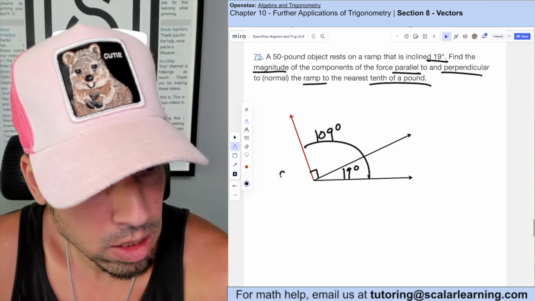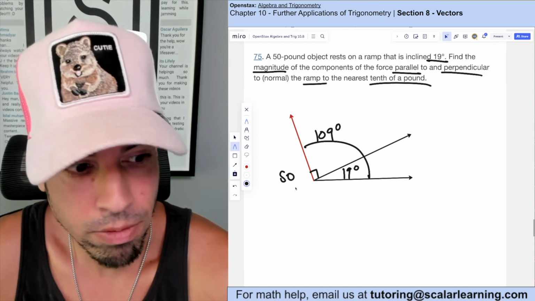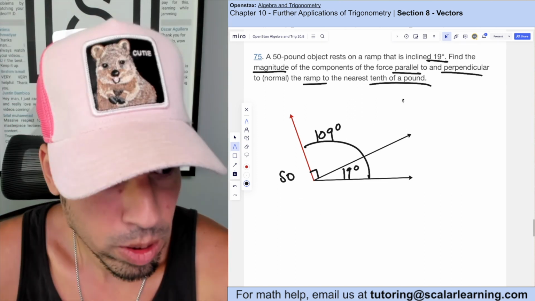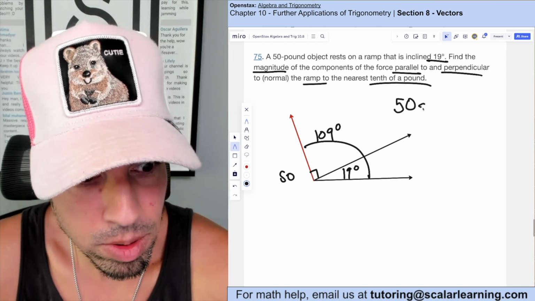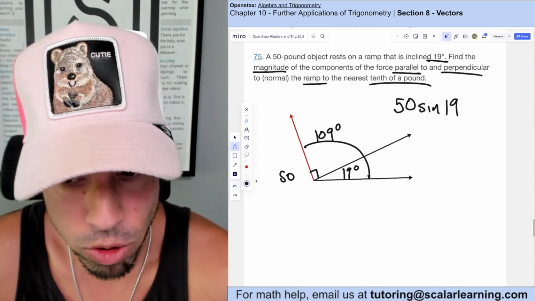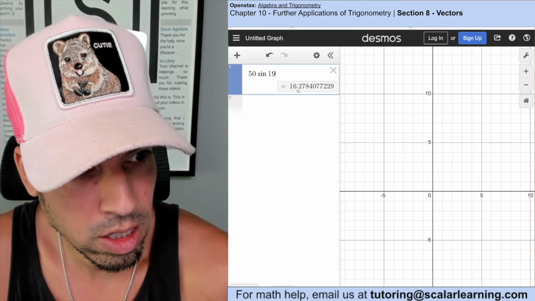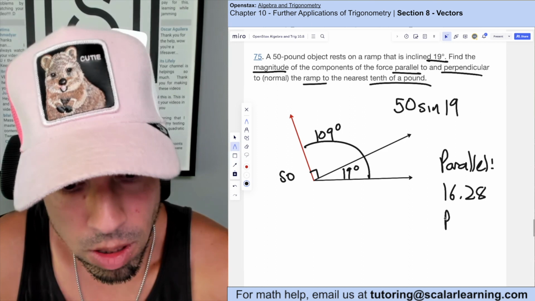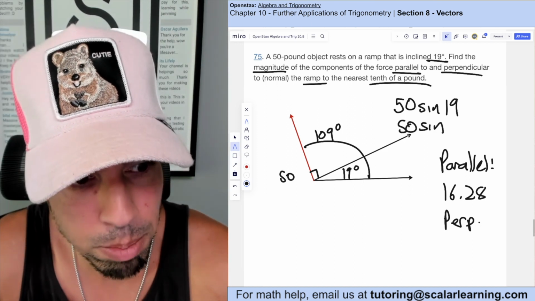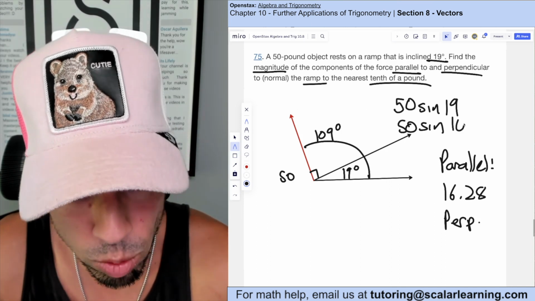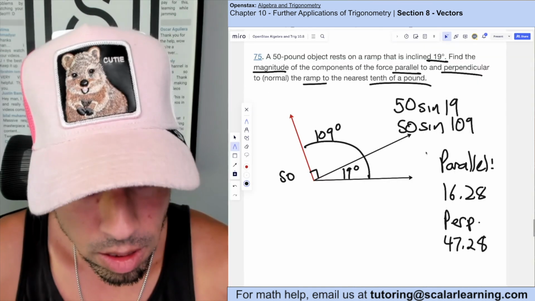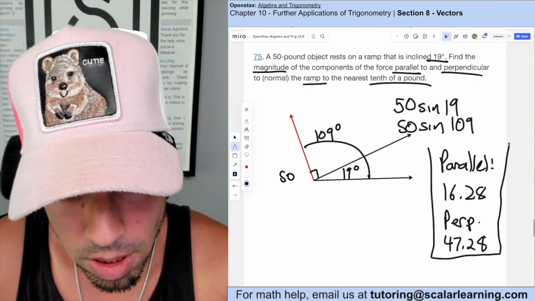And since the item has 50 pounds, now we can use our formula to calculate the magnitude. So what we're going to do is take the weight times sine of 19. That'll give us the one that's parallel first. To the nearest hundredth, we get 16.28. So there we go for parallel. And then for perpendicular, we do the same thing, 50 times sine, but instead of 19, we use that second angle we found, which is 109. And we get 47.28 to the nearest hundredth. And those are the answers. That's how you do it.